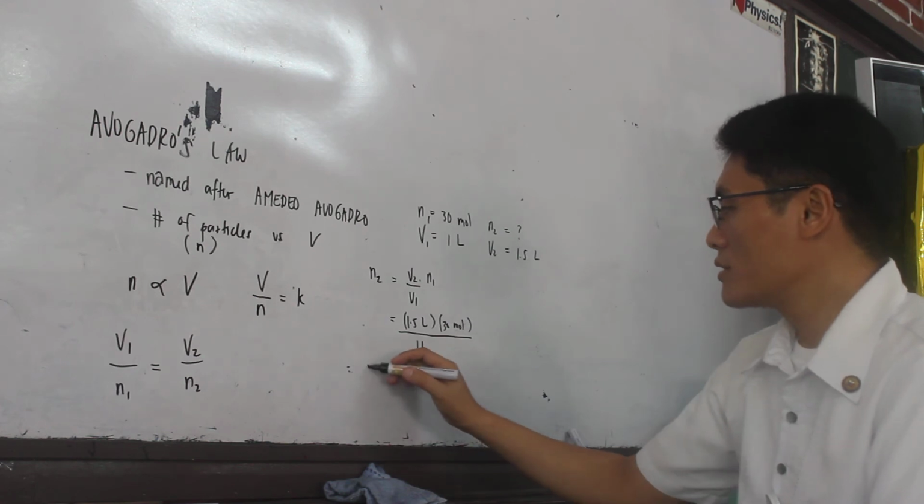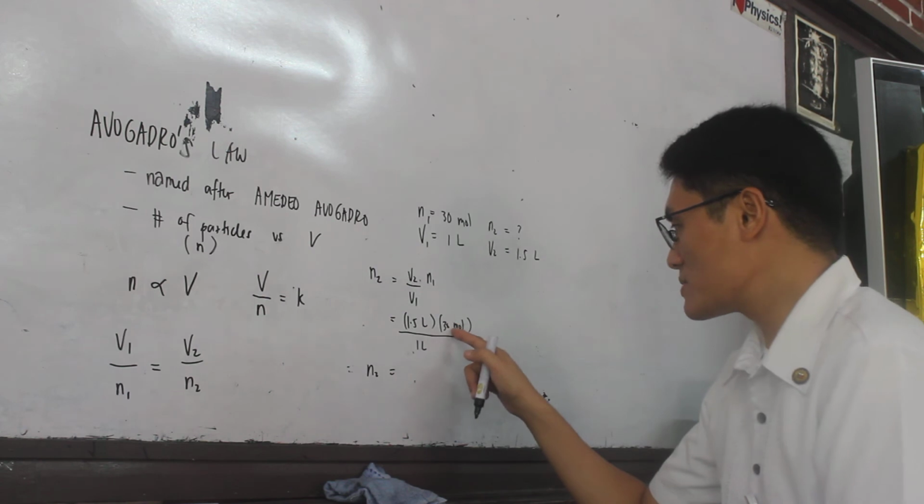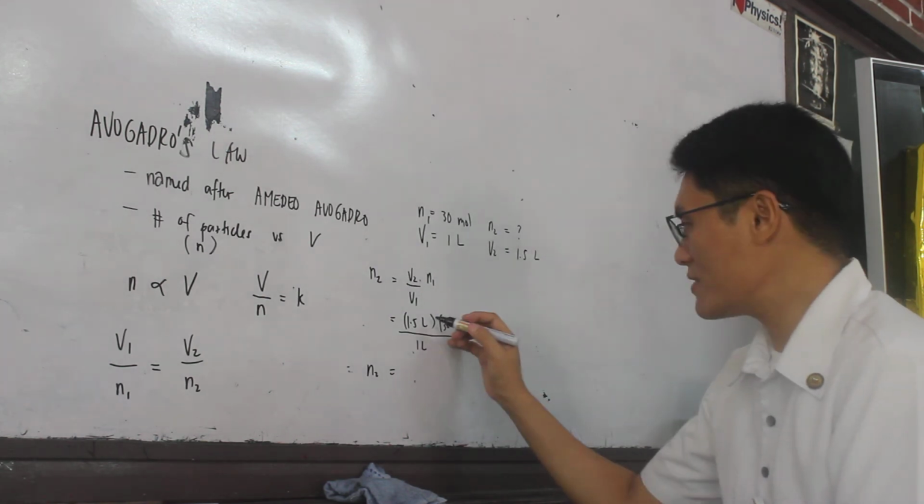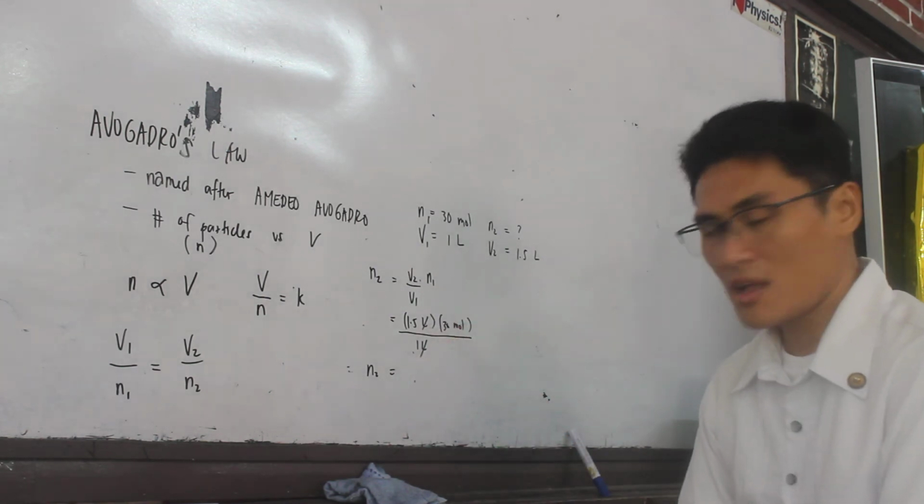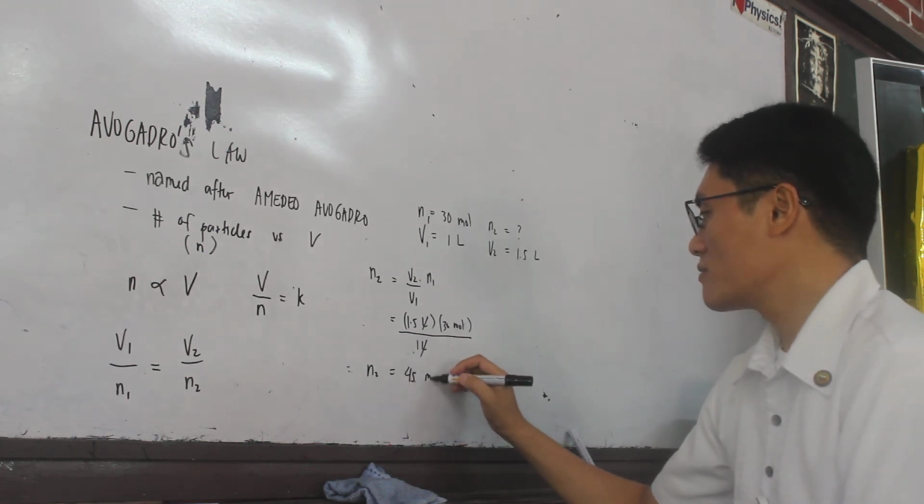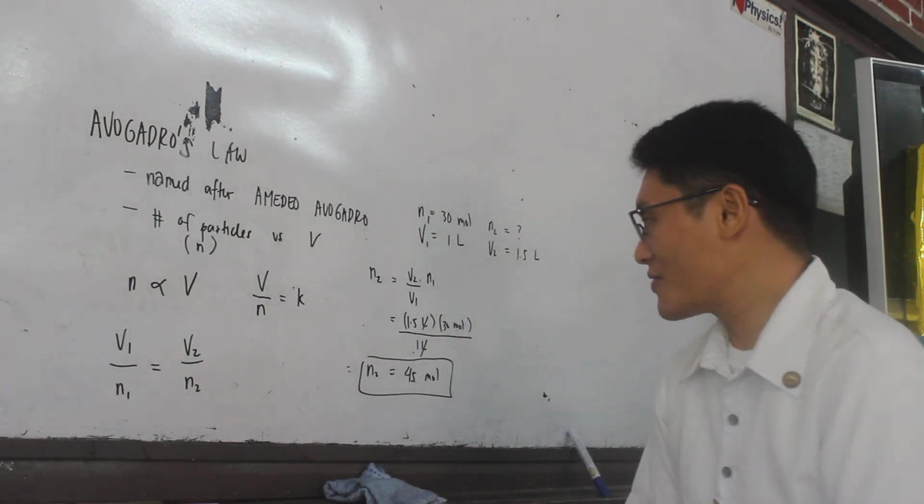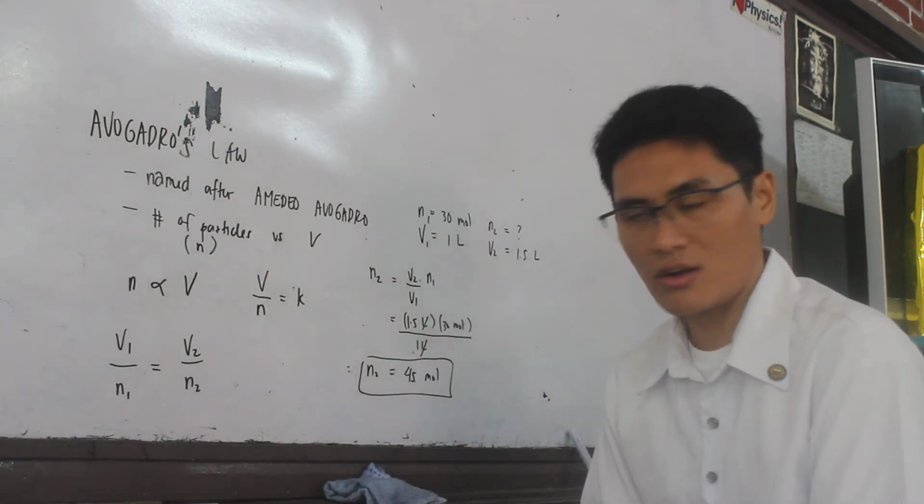And so your N2 would then be 1.5 times 30 divided by 1 liter. The liters cancel each other out, and therefore that gives you 45 moles. Right? So that is the mathematical side of the law.